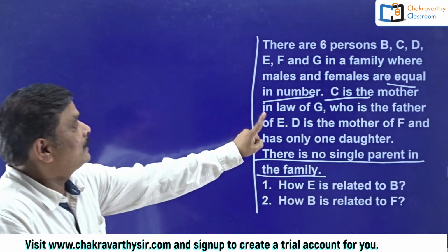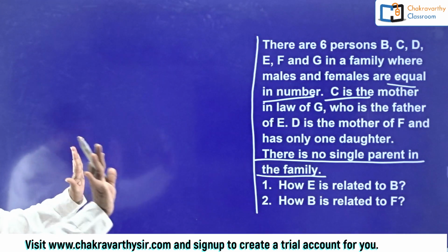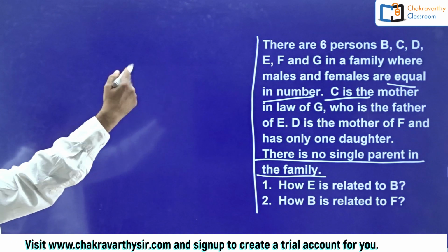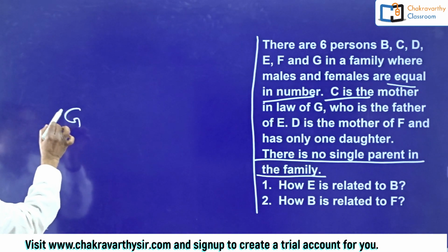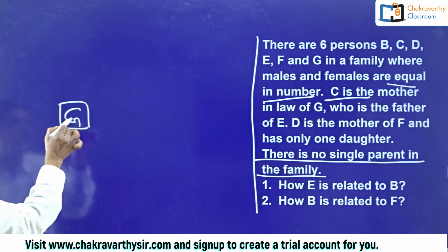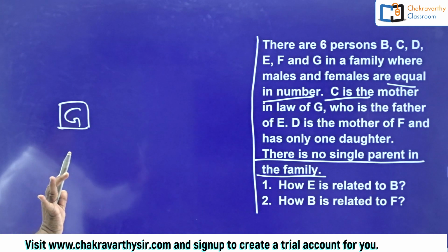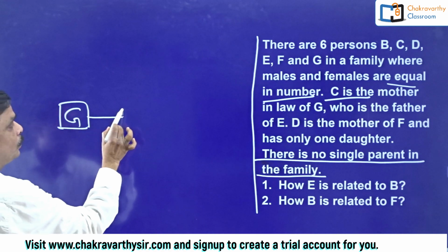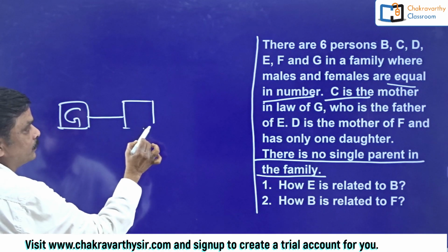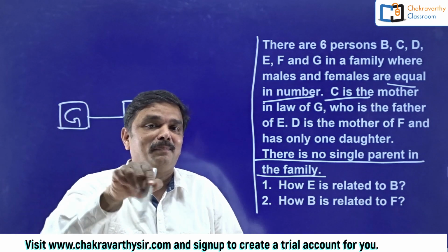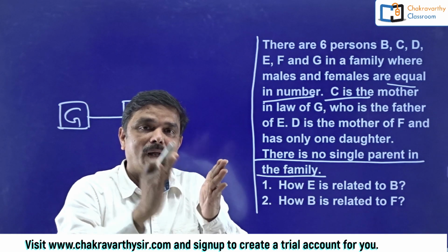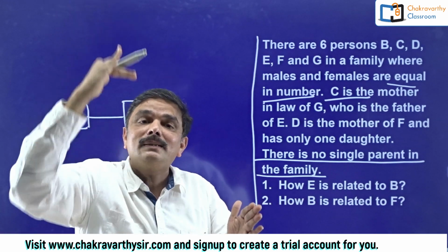How to show this one? C is mother-in-law of G. That means C should be female anyway, because mother-in-law. Mother-in-law of whom? G. You have to do it this way. Suppose this is G. So far I don't know the gender of G. Now we should show the spouse of G also, because C is mother-in-law of G. That means G's wife's or husband's mother is C.